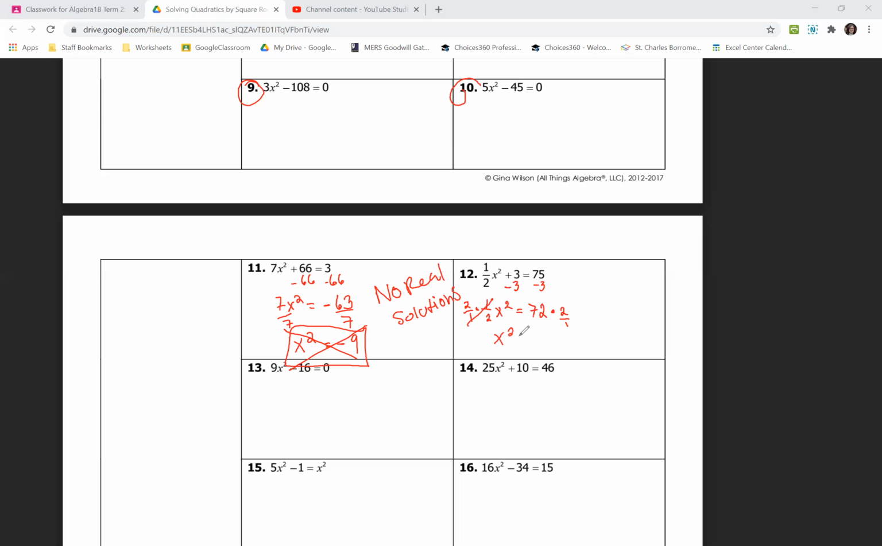X squared equals 72 times 2 gives me 144. I'm going to take the square root of both sides, and that's good because 144 is positive. I end up with x equals plus or minus 12. Okay, and so that list of square roots can also help you through this, okay?